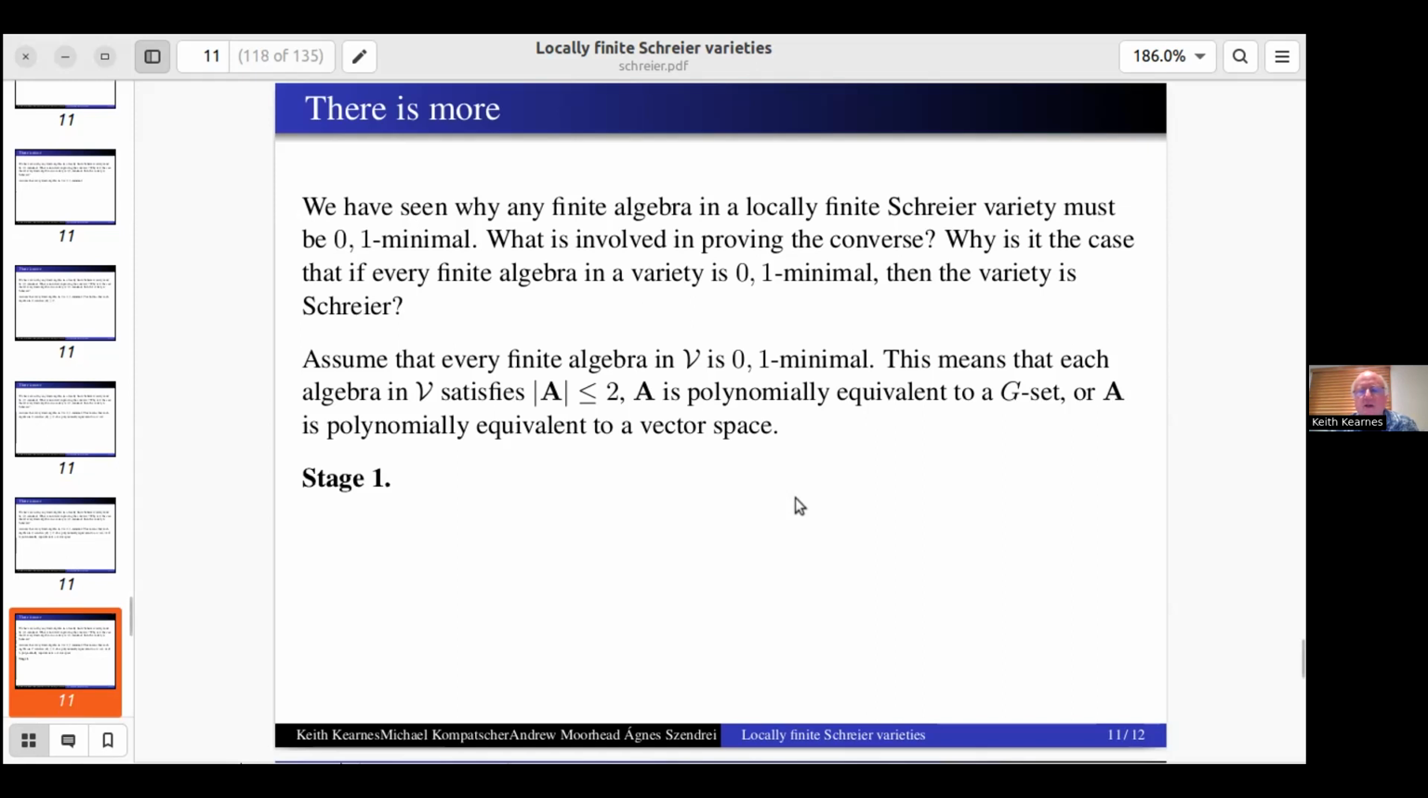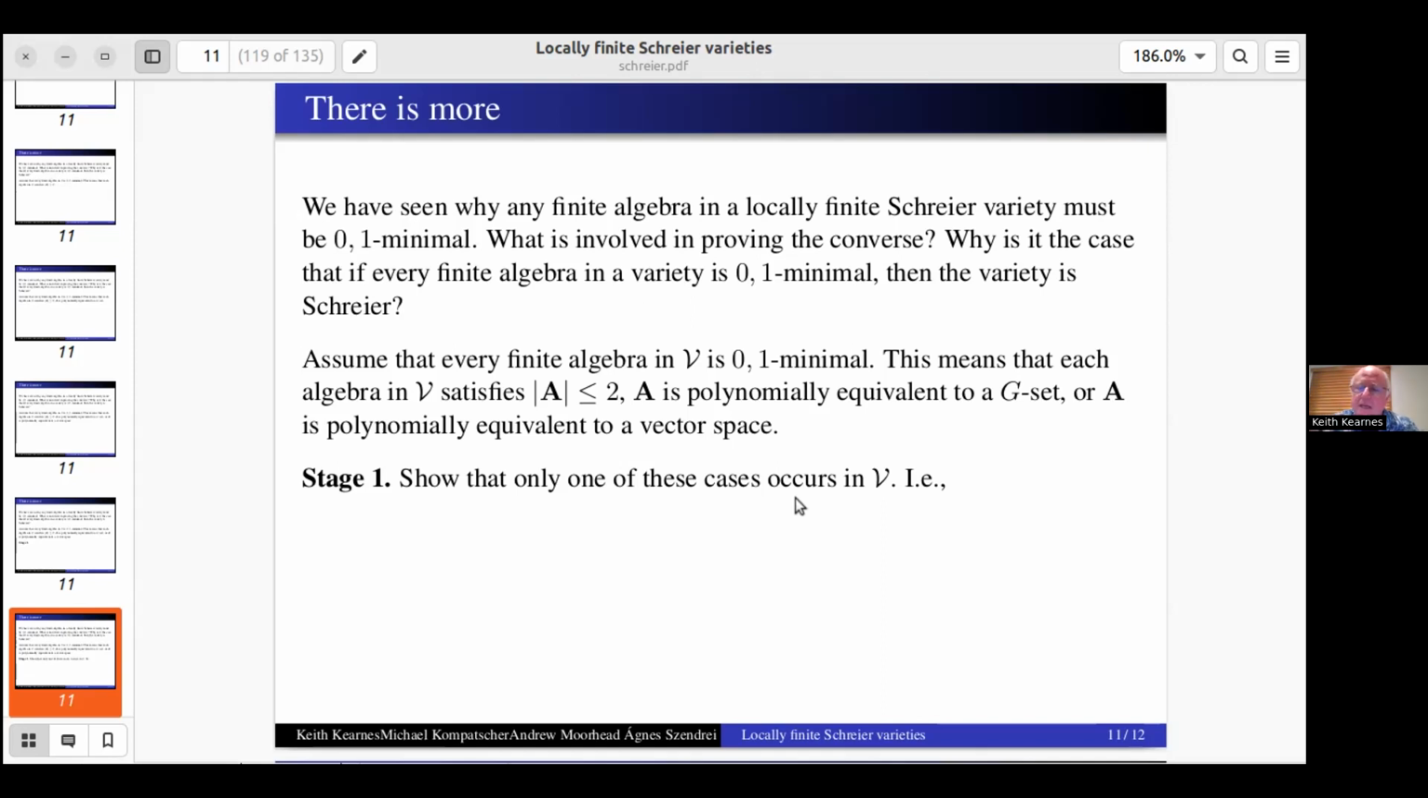What's the first stage in the argument that goes the other way? And the first stage is to show that only one case can occur. If all the algebras in V fall into one of these 3 types, then only one type can appear in V. And the idea is a simple one. Let's suppose I have a 2-element algebra, like 2-element Boolean algebra, right? What if I had something like that? Then I just take A cross A. That's in the variety. And now it's a 4-element algebra. So it can't be in the first case. It must be in one of the later cases.